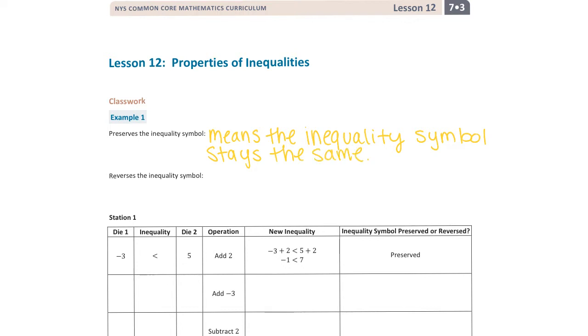What about reverses the inequality symbol? What does that mean? Well, to reverse it, it means that the inequality symbol switches less than with greater than and less than or equal to with greater than or equal to.